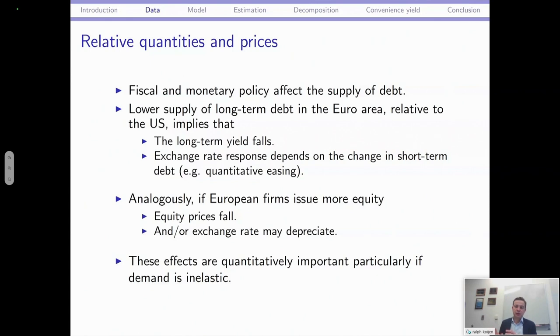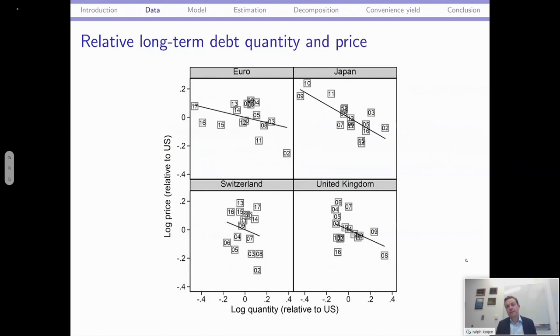What I'm going to show you in the next two slides is just some suggestive scatter plots that these effects are at work. So I'm going to show you scatter plots of changes in quantities, relative quantities, and changes in prices. And what you will see is that in all cases, there's suggestive evidence that demand curves are downward sloping. So what you see over here is the relationship between the debt quantity in a given region or country. Top left is the euro area, Japan, Switzerland, and the UK. And it's the debt quantity relative to the debt quantity in the US.